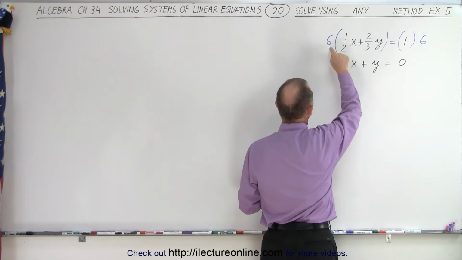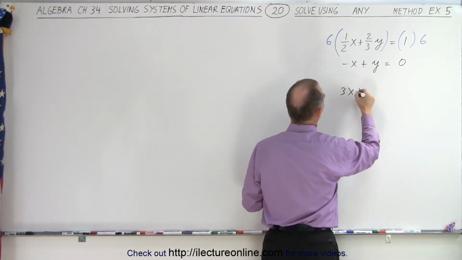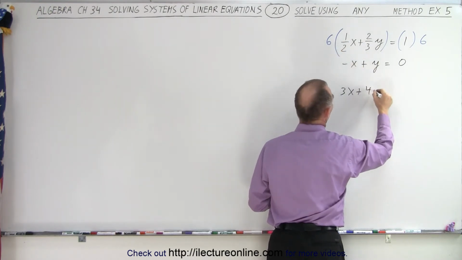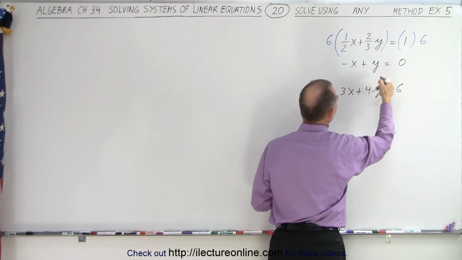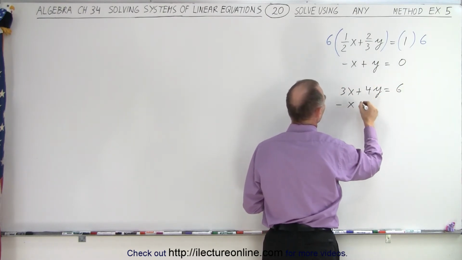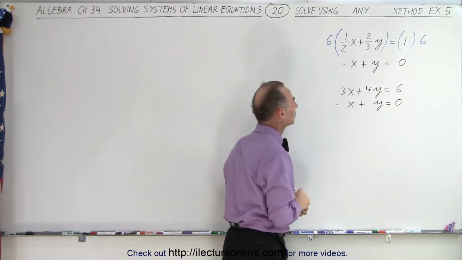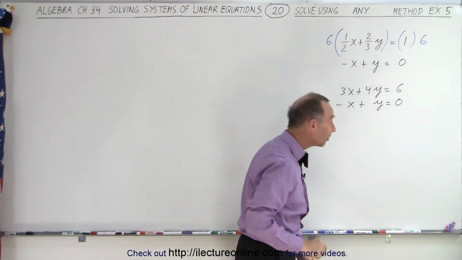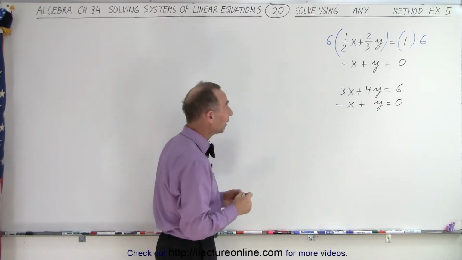So here we can see that 6 divided by 2 is 3, so that gives us 3x, plus 3 goes into 6 2 times. 2 times 2 is 4, so we get 4y is equal to 1 times 6, which is 6. Now we'll recopy the bottom equation, minus x plus y equal 0. Supposed to be 0? Yes, supposed to be 0, okay? All right, I want to make sure I copied the right number there.